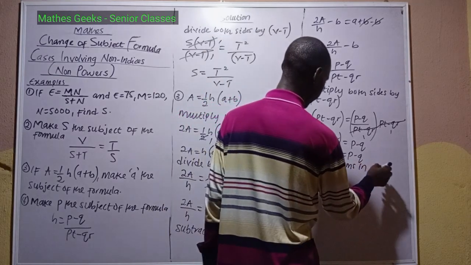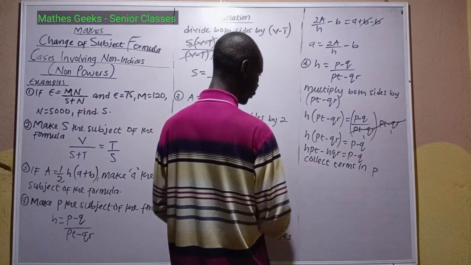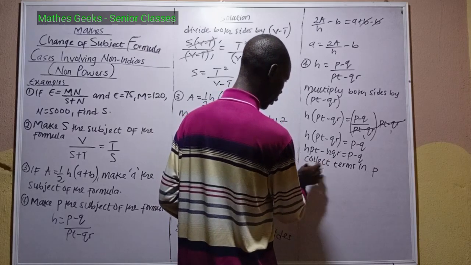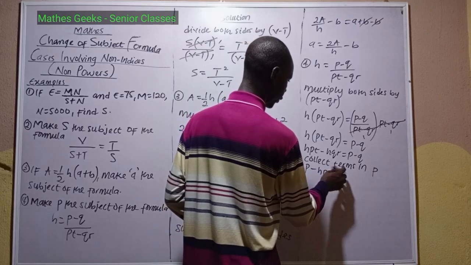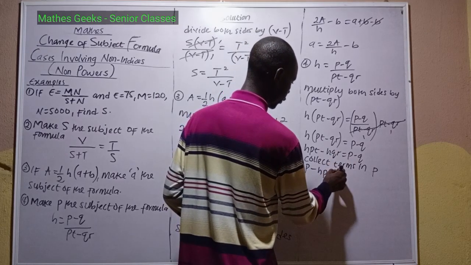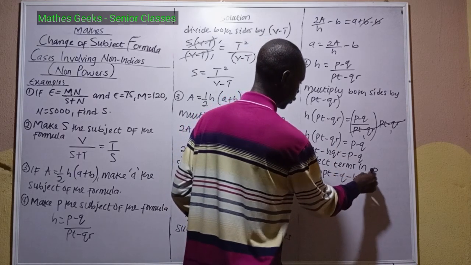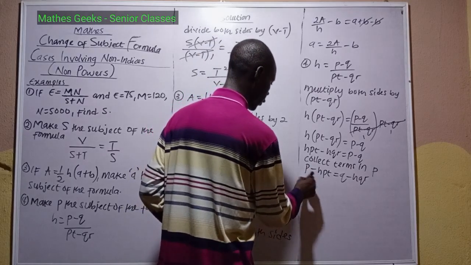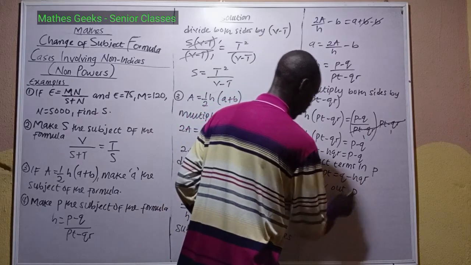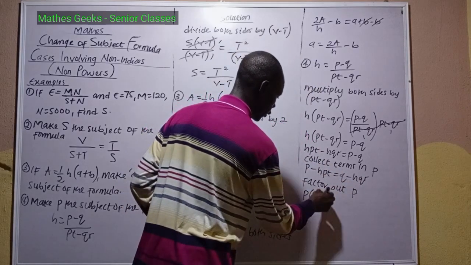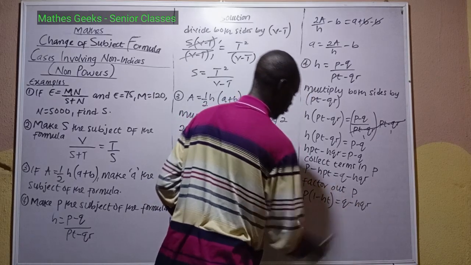So HPT minus P equals HQR minus Q. Factor out P. P times HT minus 1 equals HQR minus Q.